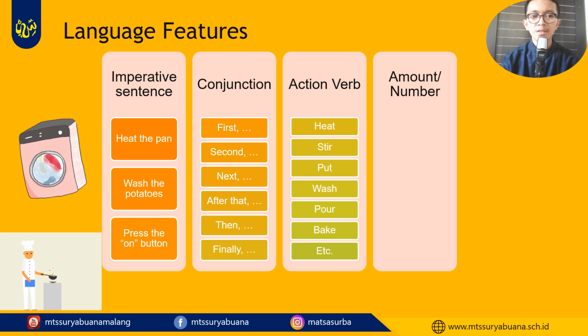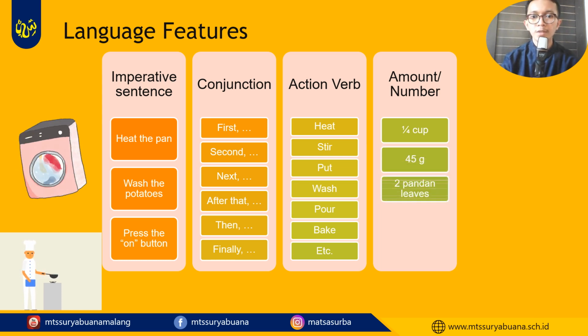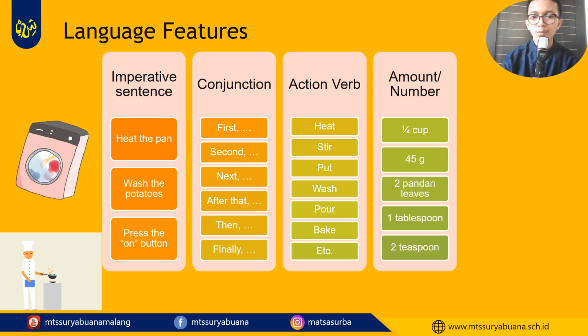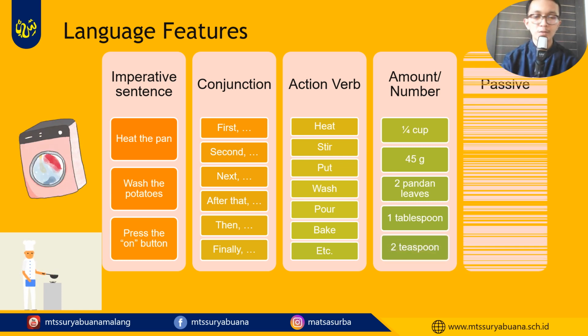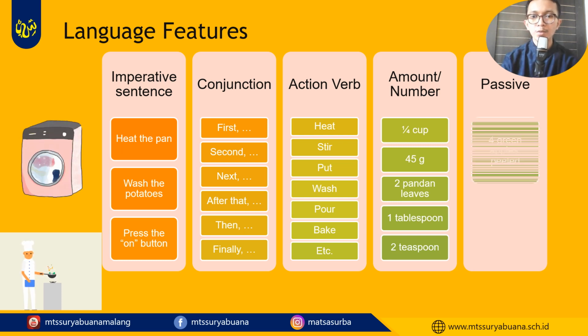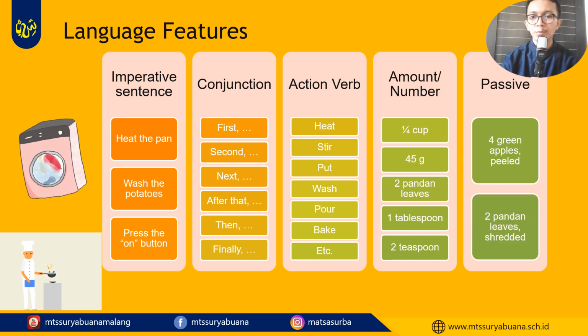And sometimes this procedure text also uses amounts or numbers. For example, a quarter cup, 45 gram, 2 pandan leaves, 1 tablespoon, 2 teaspoons, and so on. And this text also uses passive. For example, 4 green apples peeled, 2 pandan leaves shredded, and etc.